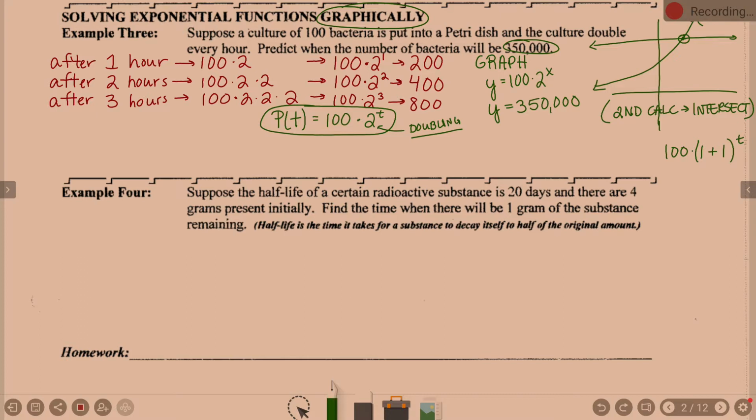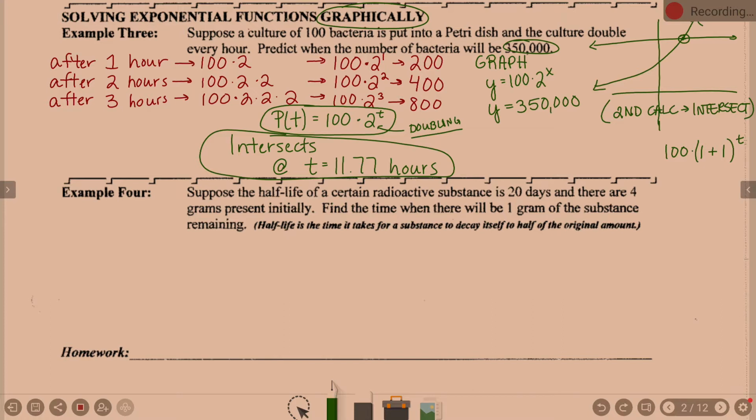Or in other words, in this case, when will the number of bacteria be at 350,000? At approximately 11.77 hours. So I'm going to say that it intersects at t equals 11.77 hours. Okay. That's the doubling.